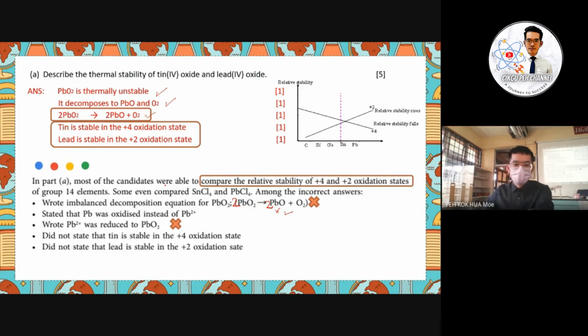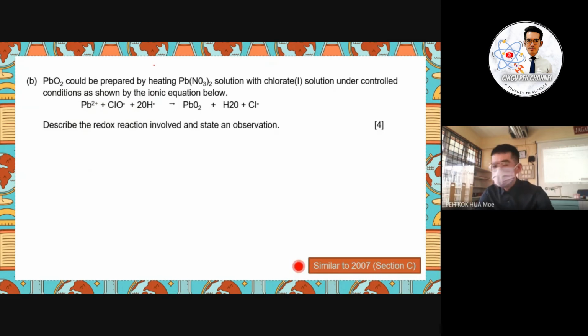And the mistake I just mentioned already: actually it reduces to PbO, a change in oxidation state. And here the student did not mention it. The student always does not mention the relationship between the oxidation state and the thermal stability. So you have to always mention the oxidation state for any properties. First we discussed the acid and alkaline already. Next will be lead(IV) oxide, or here lead dioxide, right?